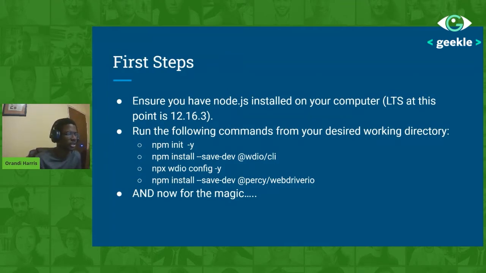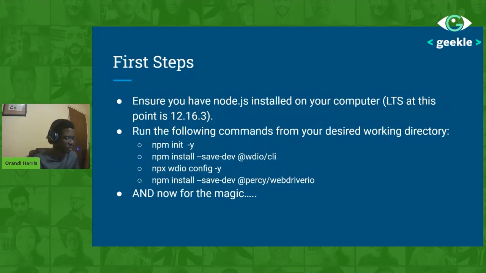So initialize an npm project in your working directory, then install the WDIO CLI. Using this npx wdio config -y command essentially tells WebDriverIO that I want to get started with setting up my test. It's going to create a config file for you with particular settings in there. This file will now be what you use to execute your test. And then the command npm install @percy/webdriverio installs the Percy SDK into your project.